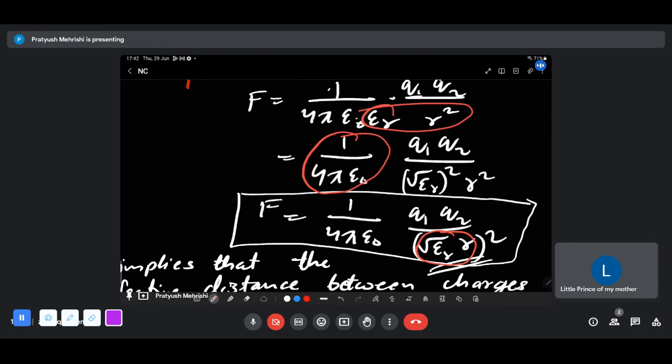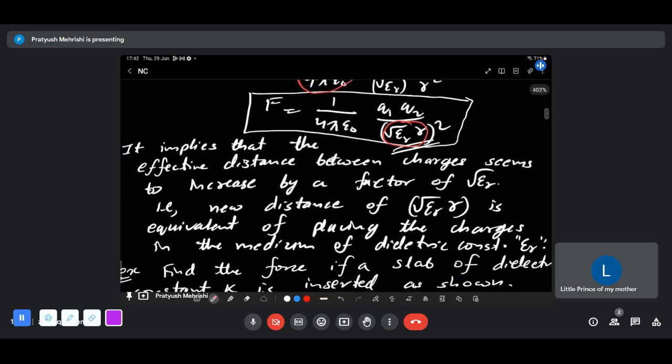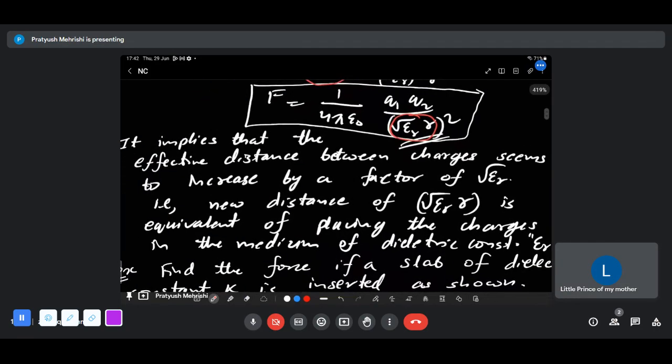What does it mean? It means that now the effective distance between the two charges is increased by root epsilon r times. It implies that the effective distance between charges is increased by a factor of under root epsilon r. It means the new distance, under root epsilon r into r, is equivalent to placing the charges in a medium of dielectric constant epsilon r.